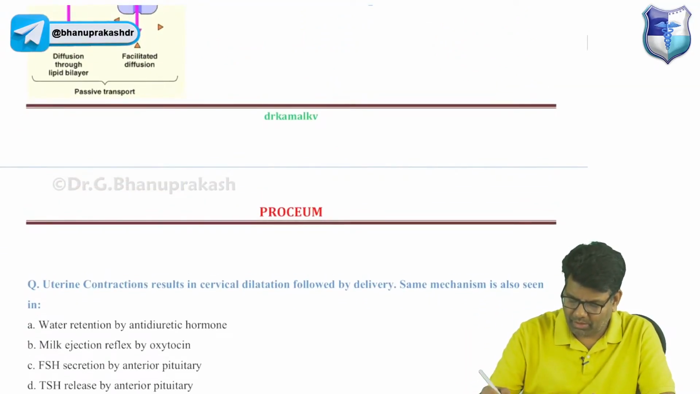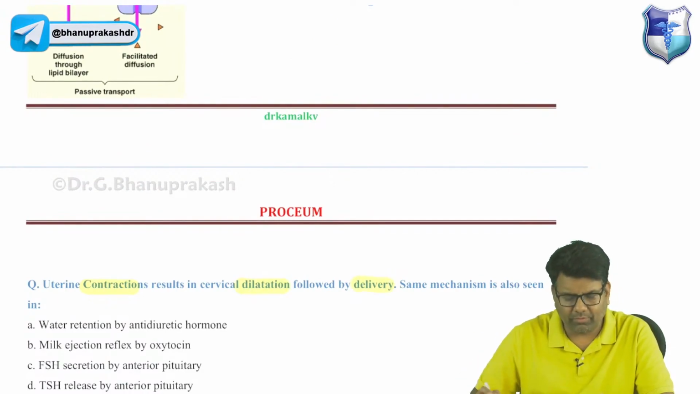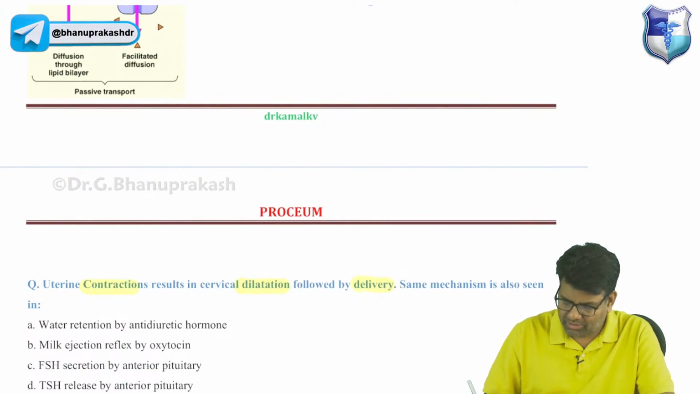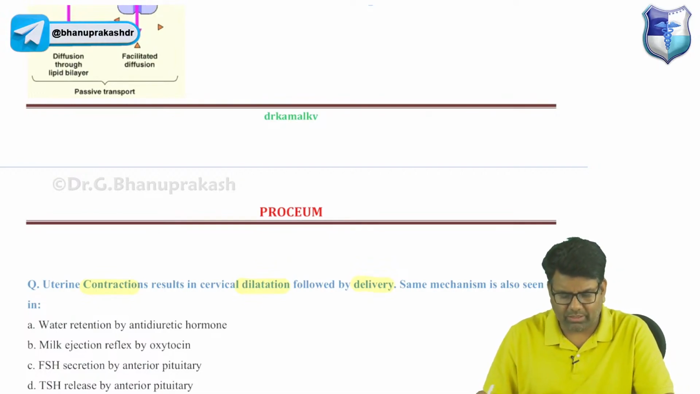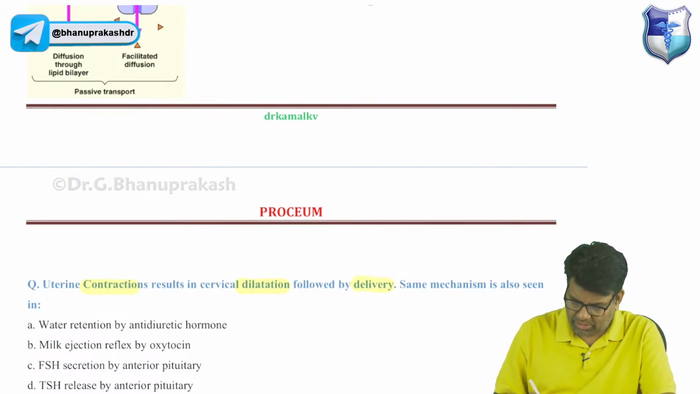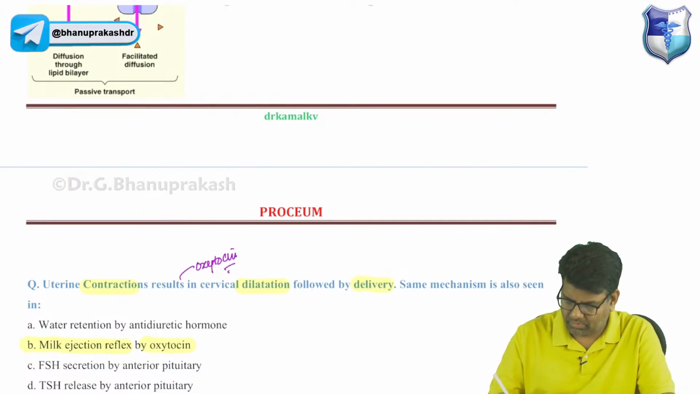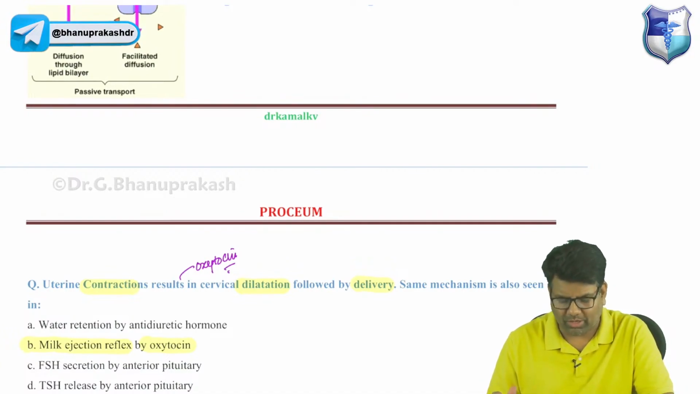Next question. Uterine contractions result in cervical dilatation followed by delivery. Same mechanism is also noticed in, yes, Pratusha, right? So this is milk ejection reflex by oxytocin, because both the phenomena are carried out by oxytocin. So uterine contraction is because of oxytocin, and this is also because of oxytocin. These are the same effects at different locations.